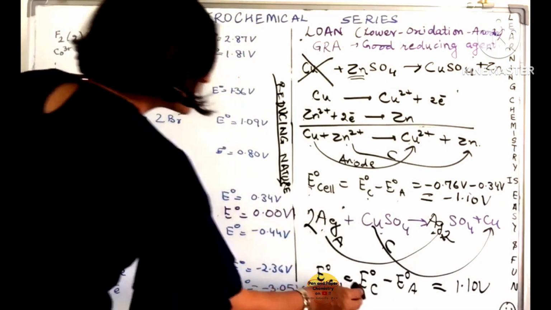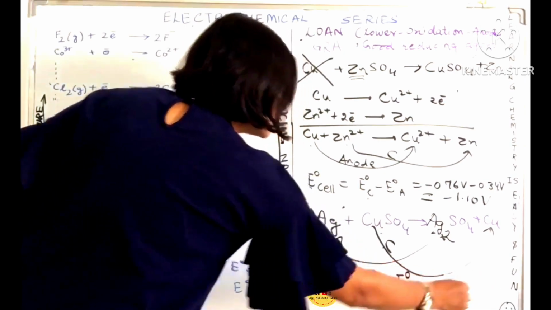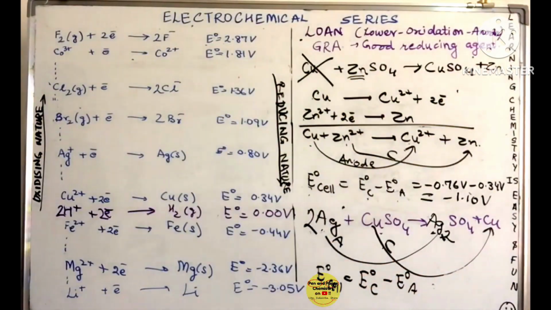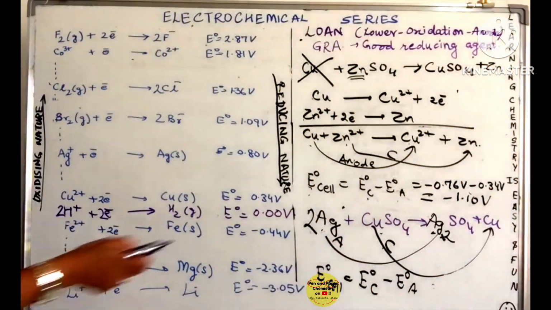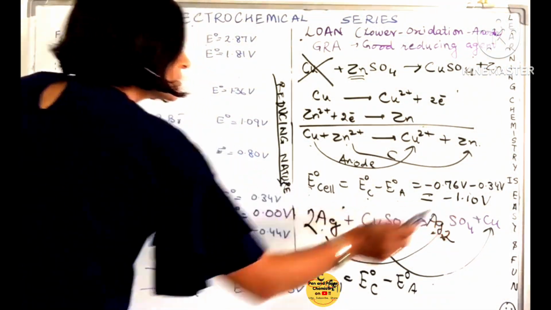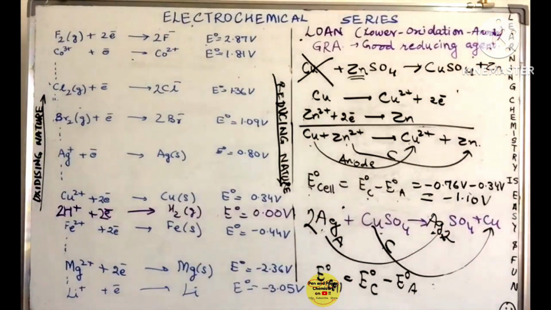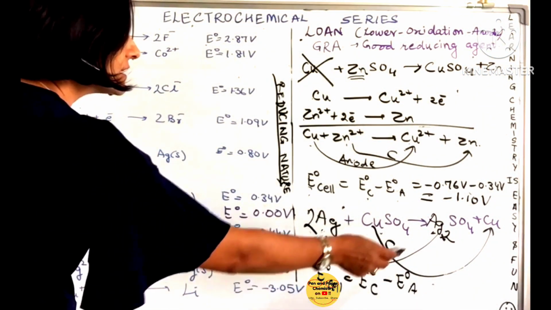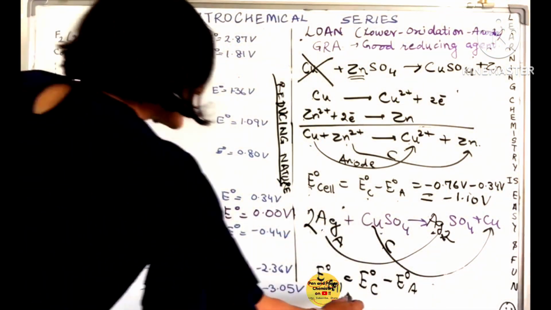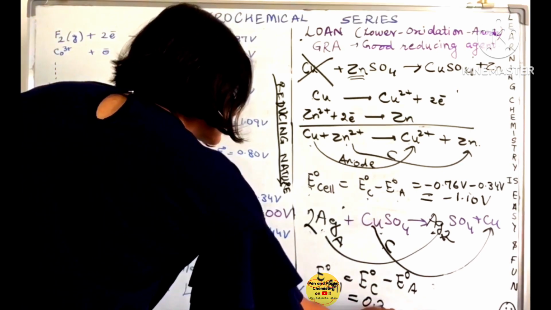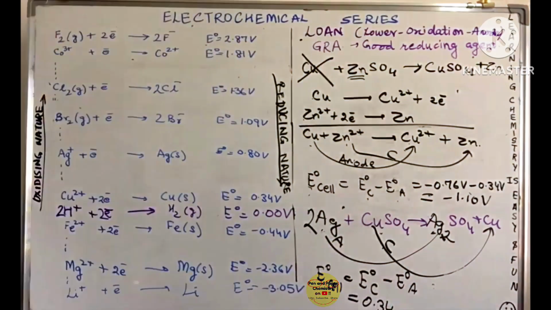Let's try working it out. E0 of the cathode minus E0 of the anode. Now here, what will act as the cathode and what will act as the anode? Cu2+ changing to copper is undergoing reduction. Silver is changing into silver ions, so it is behaving as the anode. So for the cathode we've got 0.34, right?